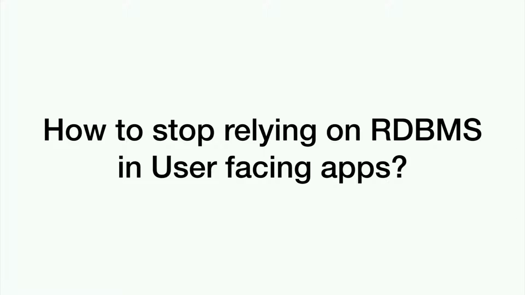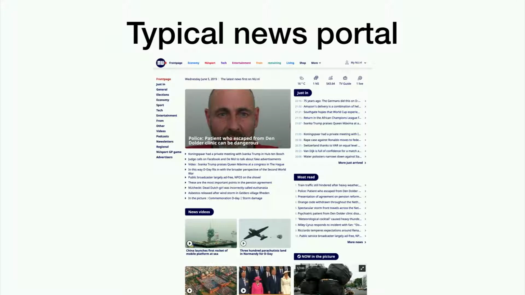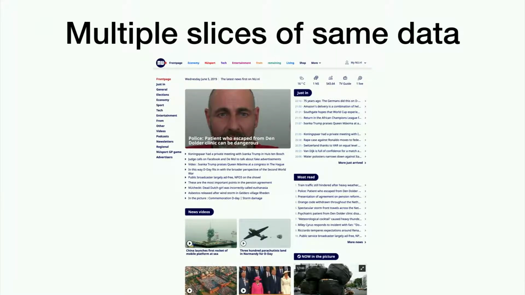So how do we stop relying on a relational database for our user-facing apps? Well, let's go through that. Let's take a typical news portal, because that's quite easy. And you have in here multiple slices of the same data, right? So there are basically articles. Articles have categories, they have authors, dates, all that information. That doesn't really matter. But you have, for example, latest news, which are just in, and the same news article is in the main block part, right? And you have another one, etc.